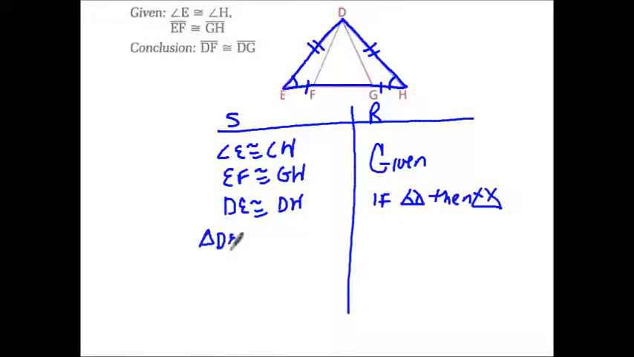Now I look at my triangle and I see that I have side angle side. Triangle DEF is congruent to triangle DHG, side angle side. Now, if these two triangles are congruent, we know their corresponding pieces are also congruent. DF is a full side of one triangle, and DG is a full side of the other triangle. So I'm going to say DF is congruent to DG, CPCTC.